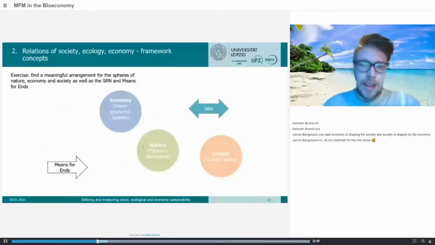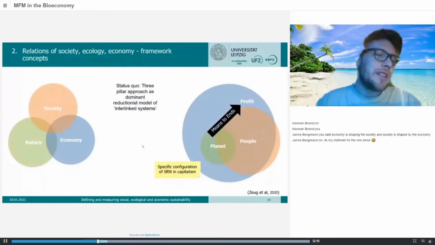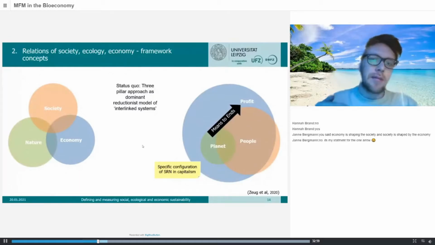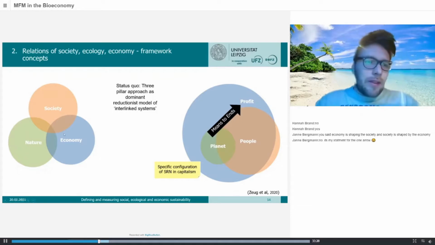All right. So there are, for example, two dominant things which are in the status quo very popular. On the left-hand side, you can see the three-pillar approach, and this is the very dominant model. You will see this concept in a lot of publications, in a lot of concepts, in a lot of websites. And we will have a look at this later, so just keep it in mind.